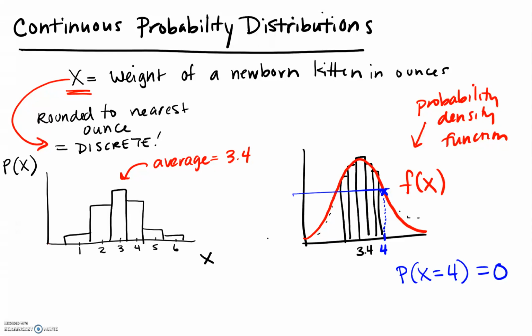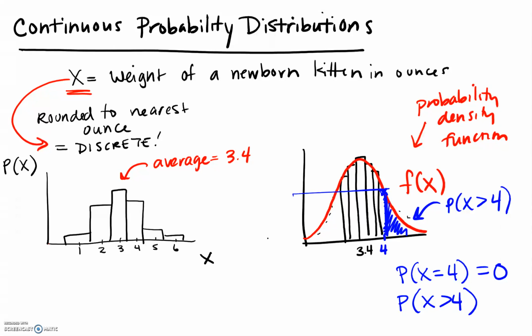What we can do, though, are ranges of outcomes. So the probability that x is greater than 4, this is something we can do. We can look at actual areas under the curve here. This is the probability that x is greater than 4, whatever that area under the curve is. So that's what we're going to be doing a lot of.